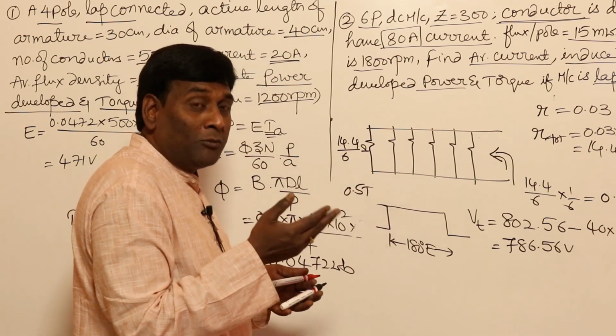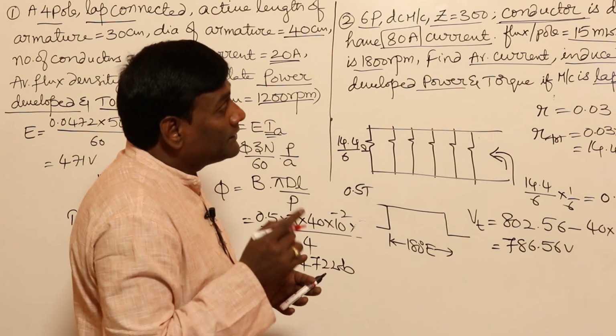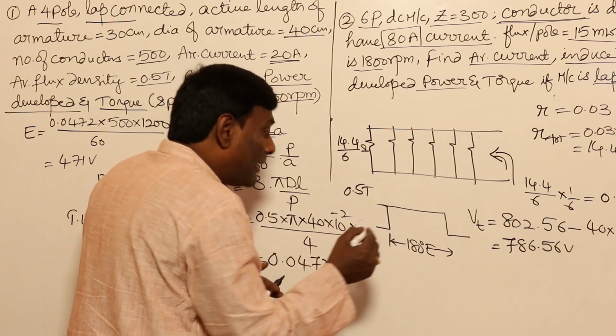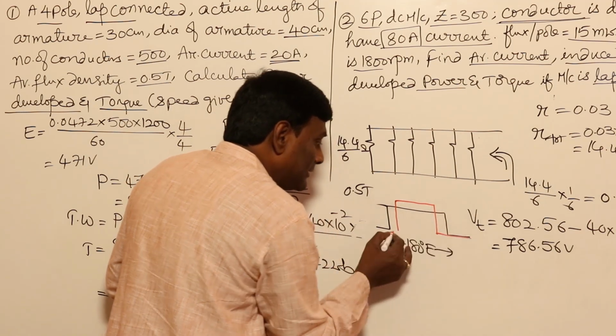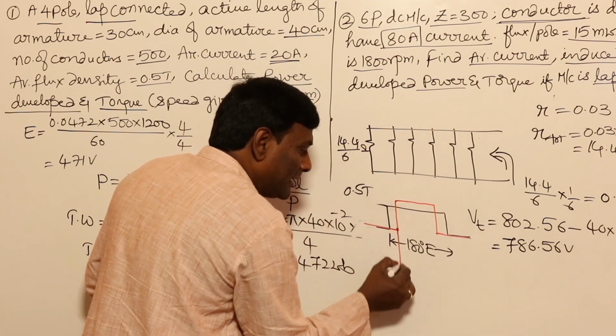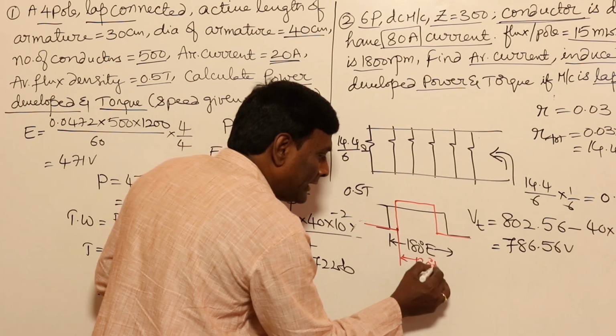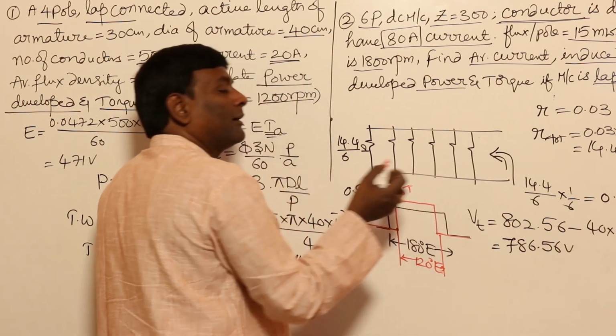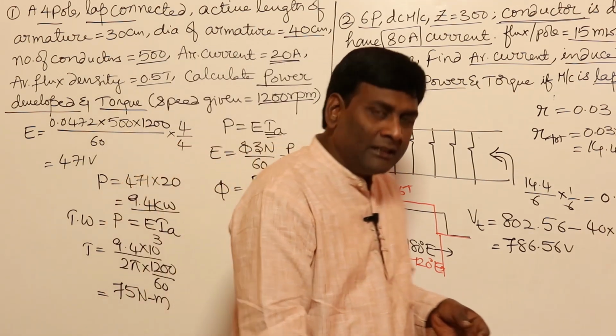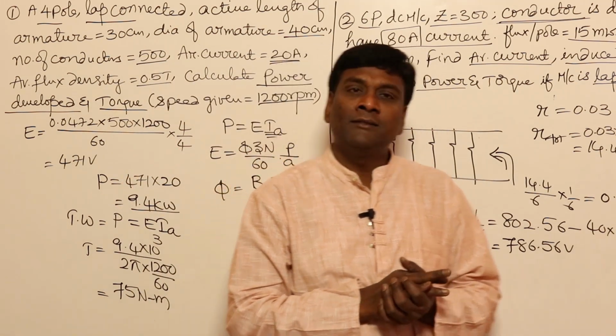Now in the third problem, they have given 0.6 Tesla, but they have shown it like this. So this is 180, but up to 120 degrees only it is 0.6 Tesla. If you can understand this, we can do better in GATE.